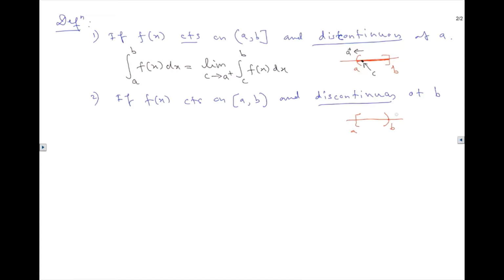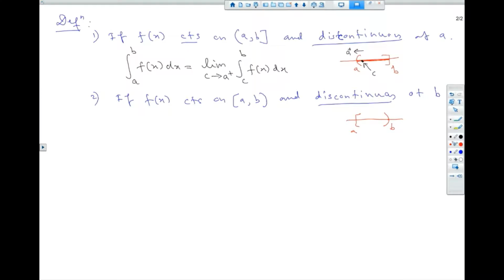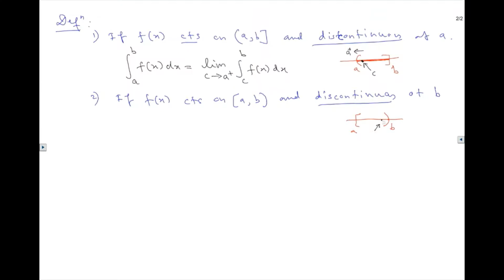As before, we pick a c, and then we send c to b from the left. So the integral from a to b of f(x) dx is the limit where we pick a c, send c to b from the left, and integrate from a to c of f(x) dx.